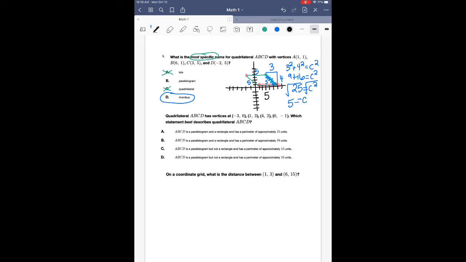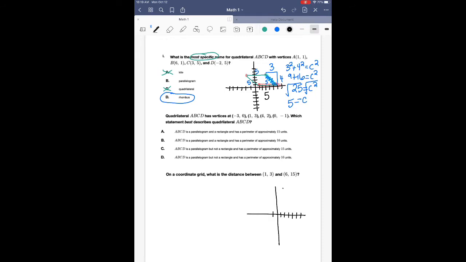All right, so I have another quadrilateral, and it gives us these vertices, and it wants to know about the statement. So which statement is correct? Is it a parallelogram that is a rectangle, or a parallelogram that is not a rectangle? And of course, what is the perimeter? So when I'm looking at this particular problem, I'm going to split my screen down here, and I'm going to graph it right here.